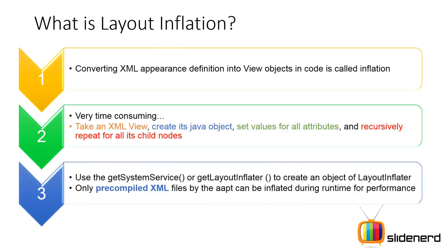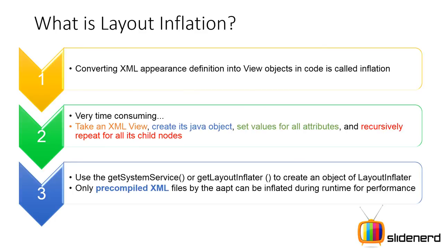So how do you use this layout inflator? Well, there are two methods. You have the context.getSystemService, which I believe is the right method. And then you have your get layout inflator method. Both of these give you an object of layout inflator. Now remember, you cannot say layout inflator L equals new layout inflator. That does not work. It's hidden from you for creation.